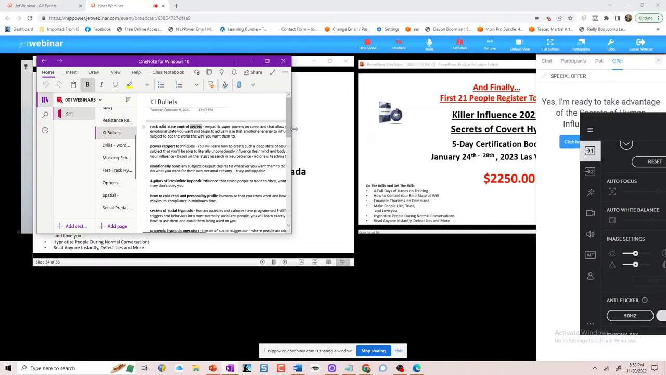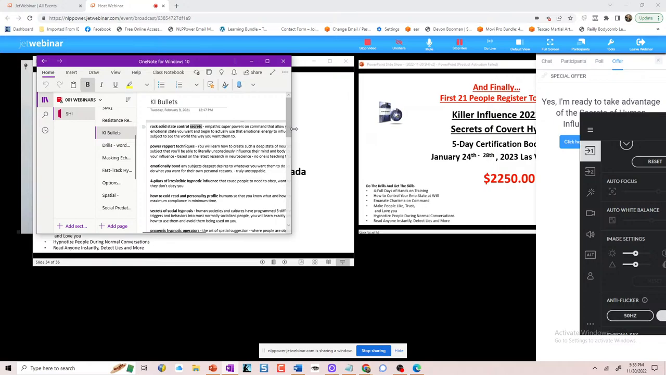We'll teach you the four pillars of irresistible hypnotic influence. This is like authority, attractivity, affinity, acquiescence. Each of these are categories of persuasion and influence that if you master them, you can create very predictable types of compliance. Each one has its own type of compliance. You'll get different dynamics from an authority principle than you will from an attractivity principle.